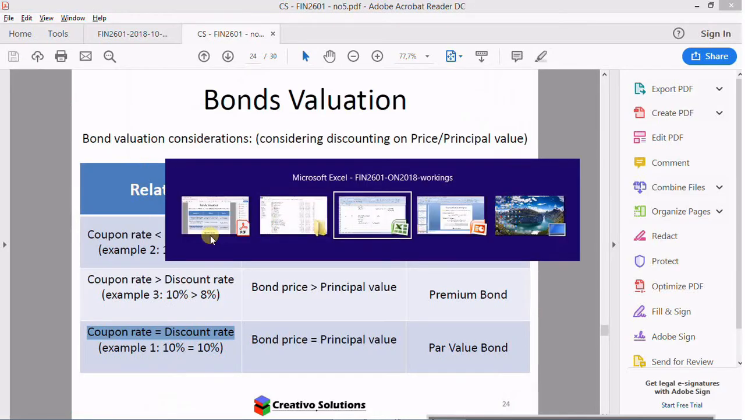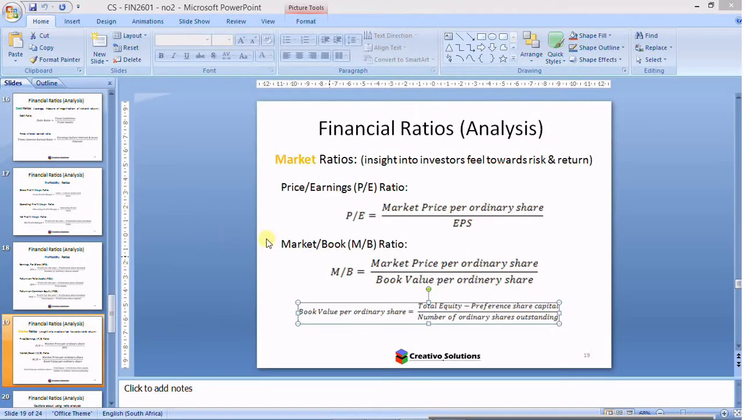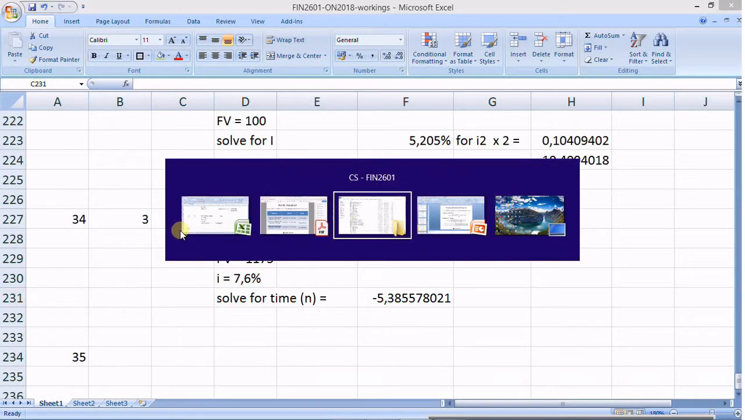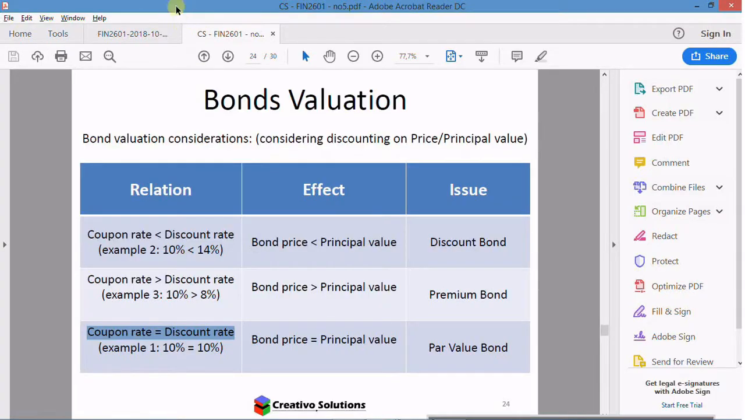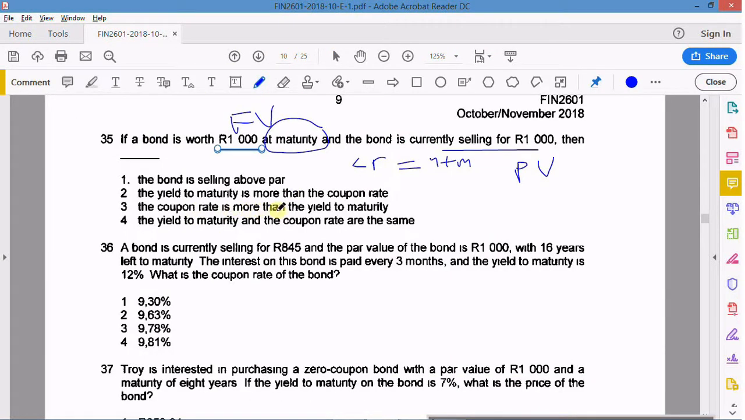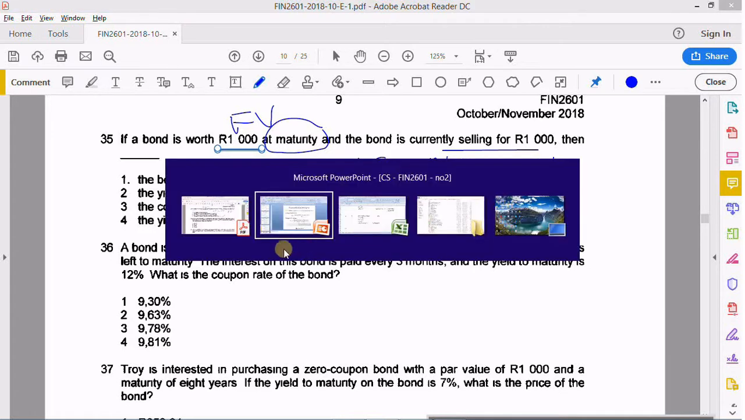It's definitely not one. It's the PDF, so just close that. Okay, coupon rate is more than the yield? No. The yield to maturity is more than the coupon? No. The yield to maturity and the coupon are the same? Yes. Option 4. See, it's theory.